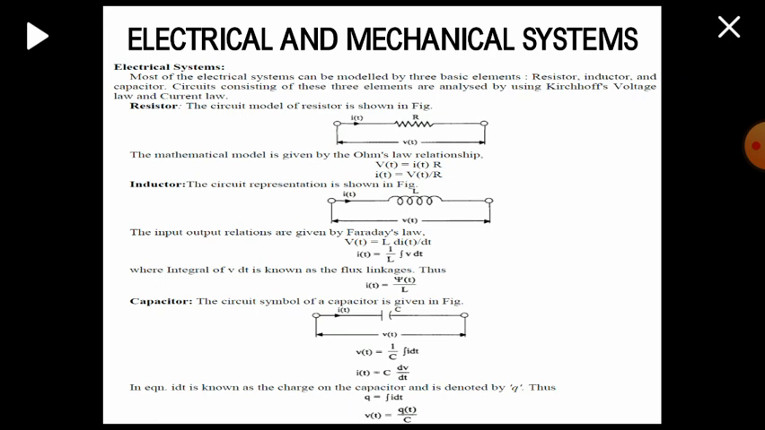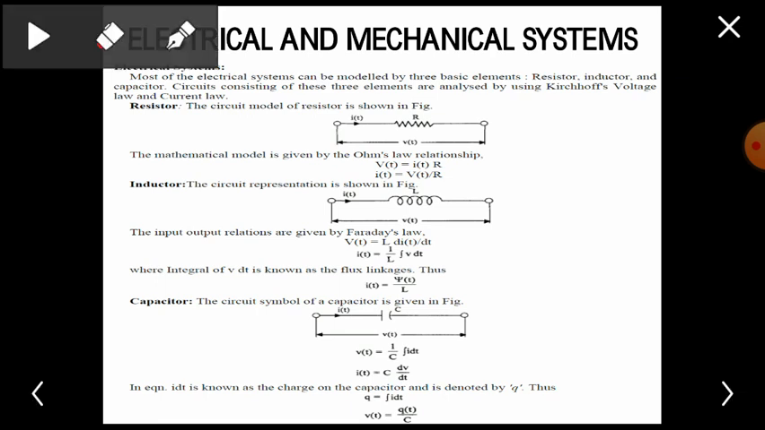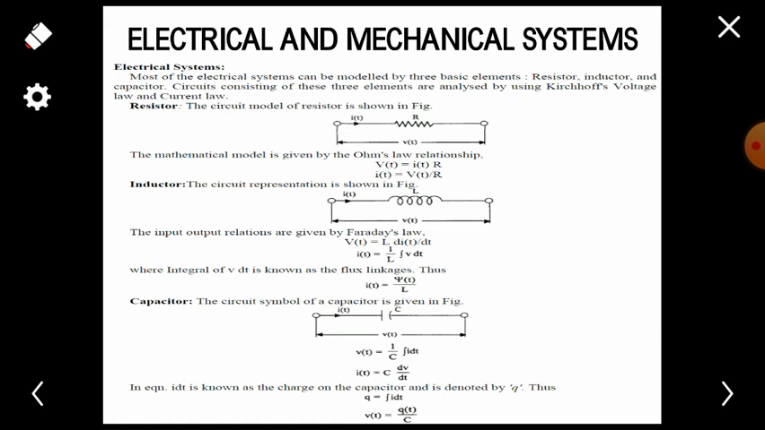In the previous session, we have seen about the mechanical translation systems and mechanical rotational system, everything. Okay, now we are going to see about the electrical system. Most of the electrical system can be modeled by the three basic elements, that is a resistor, inductor and a capacitor. Circuits consisting of these three elements are analyzed by using the Kirchhoff voltage law and the current law.